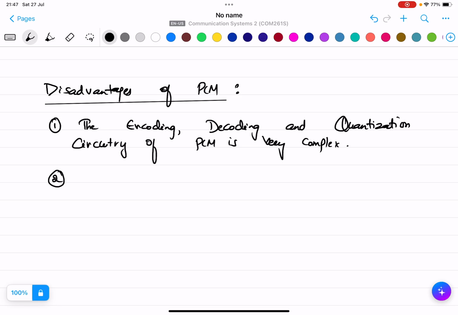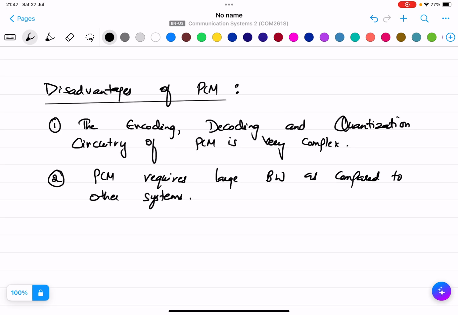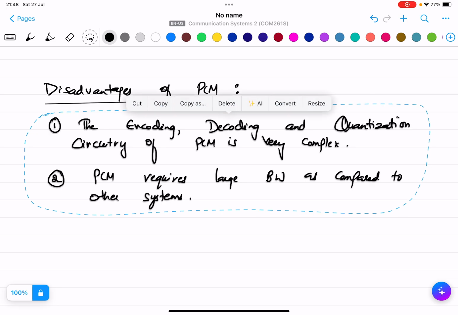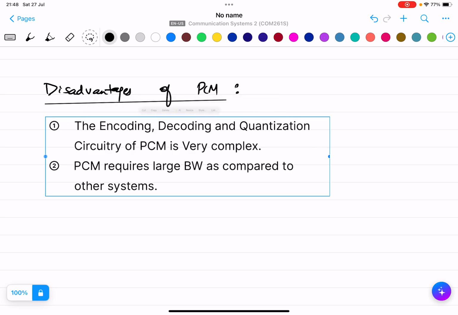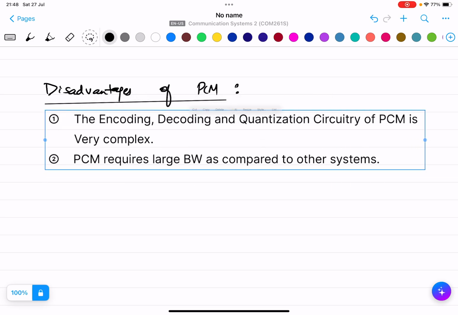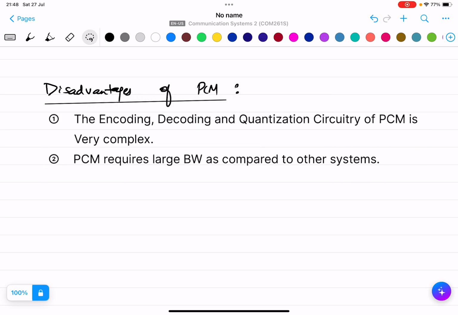And the second one is, PCM requires large bandwidth as compared to other systems. So these are the disadvantages. If you forget them, suppose in the exam the question comes, always remember: the circuit is complex, and the second one is that the bandwidth is high.